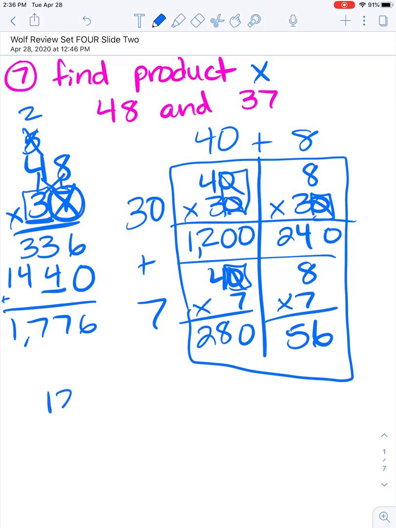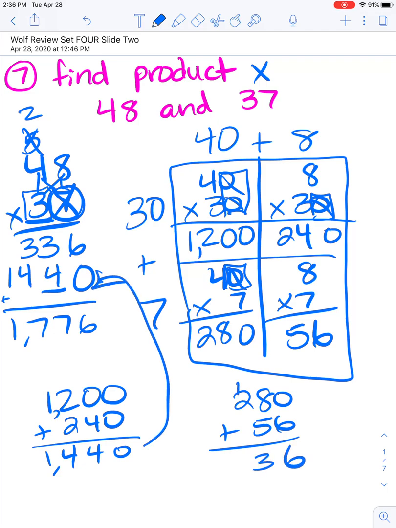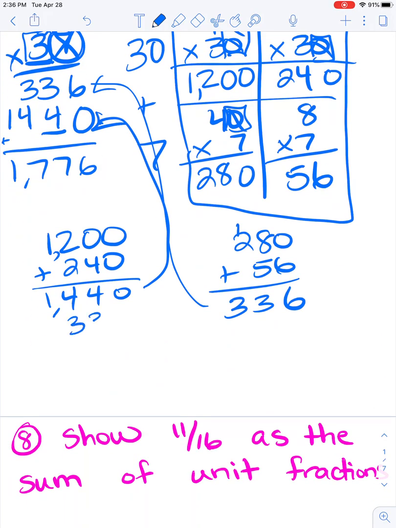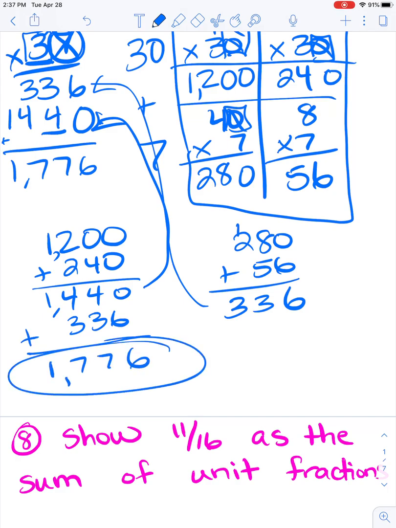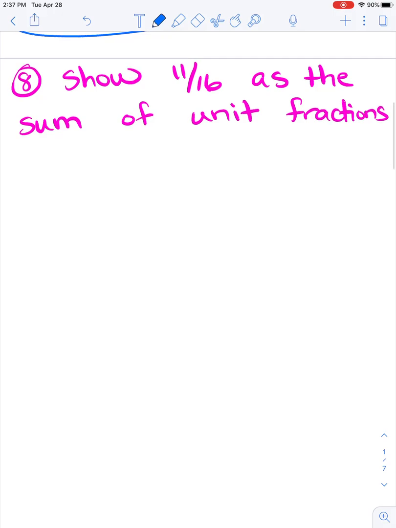Okay, these are my partial products because they are part of the product. I'm going to take 1,200 plus 240. I'm going to take 280 plus 56. When I do that, you'll see that they match my partial products above. So when I take those two partial products, I'm just going to put the 336 under here and add it. I get my same answer, my same product. Again, as usual, either way works for me. I don't care, as long as you get it right, that's fine.